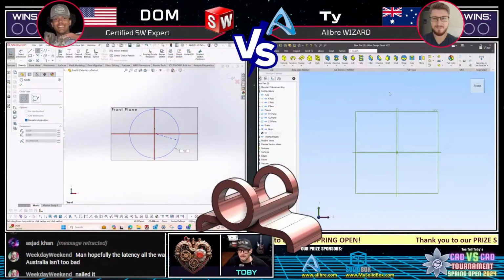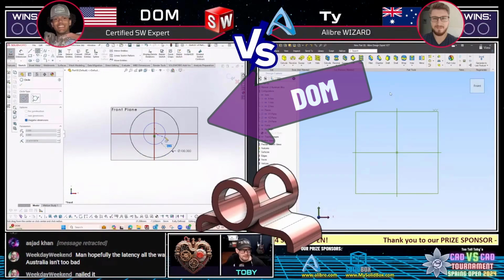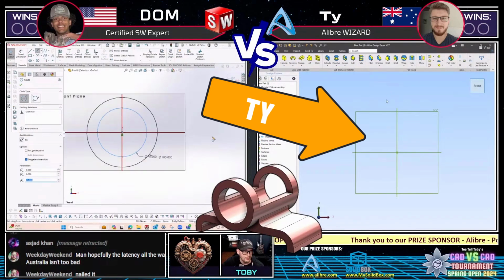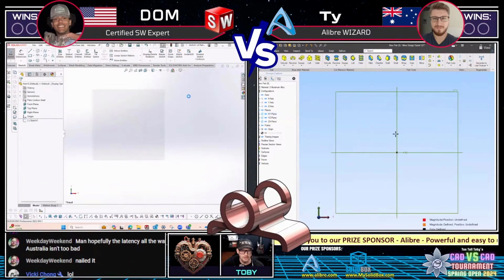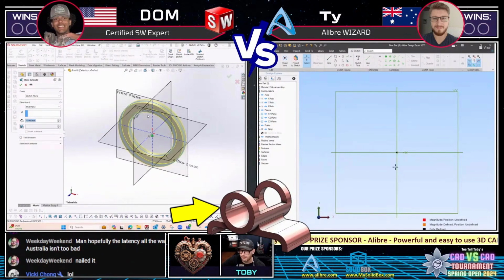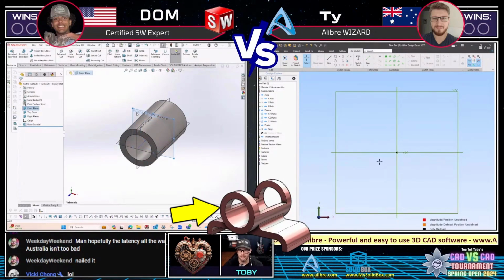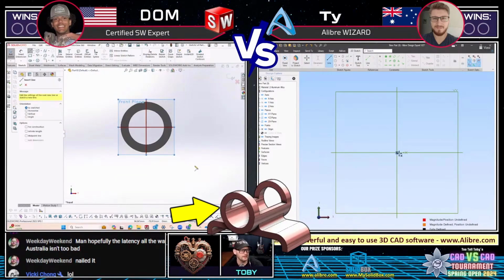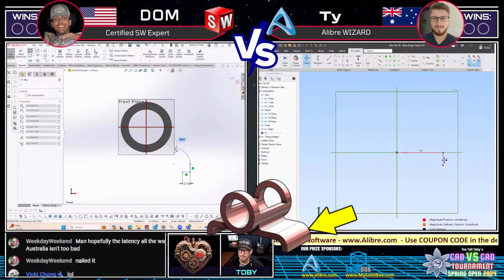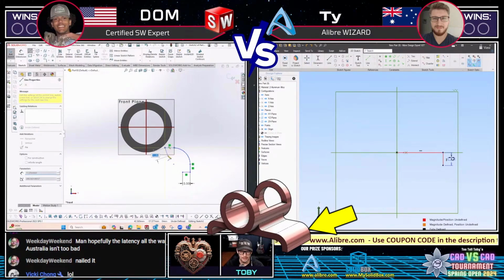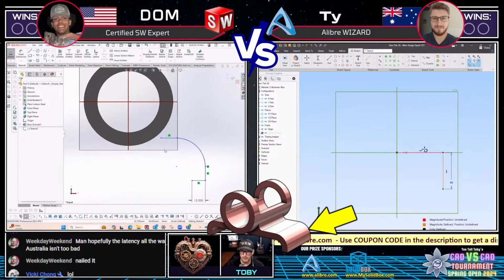Here we go. Dom on the left, running SolidWorks. Ty on the right, running Alibre. Dom looks like he is going to attempt to create this part, starting by looking at the front view and kind of creating that sleeve that's coming out from the middle in the front view. I think that's a perfectly reasonable way to start this thing. We see Ty on the right. Looks like he's going to start out by creating kind of the base for this thing. So another completely reasonable approach to this.